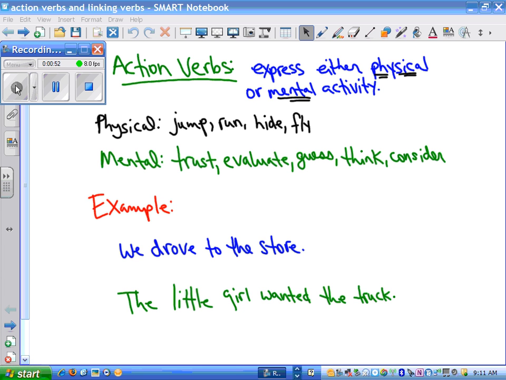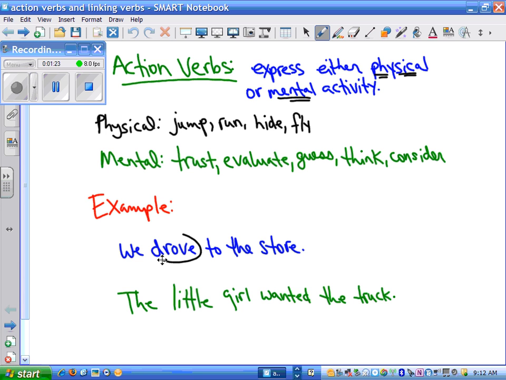So let's go through our two example sentences. And as we go through them, I'll also review some of the parts of speech we've already gone over. Since we're thinking about verbs, let's start with the verb in the sentence. We drove to the store. So our verb, of course, is drove. And it's an action verb, right, that's showing a physical activity.